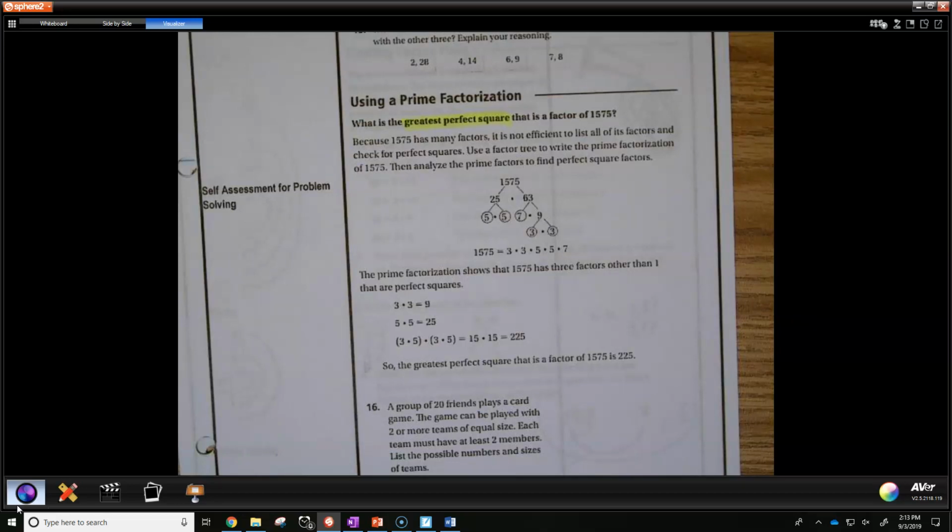Now, if I was to try this, the easy way is if I had a small number, such as, let's do 24. If I list all the factors of 24: 1, 2, 3, 4, 6, 8, 12, and 24. And the question is asking me, what is the largest perfect square? Well, is 1 a perfect square? No, we don't get to count that.